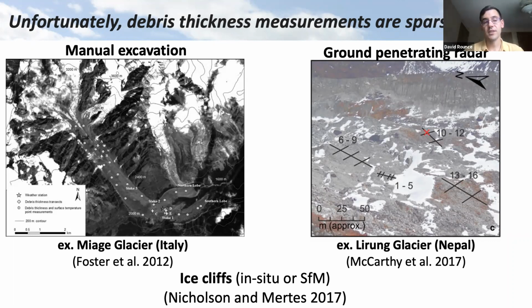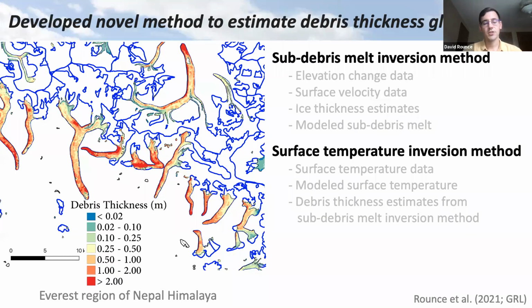The problem is that because we have so few debris thickness measurements, it's been pretty hard to think of ways to account for debris in global glacier models. So what we did was develop a new method to estimate the debris thickness for all debris-covered glaciers globally.